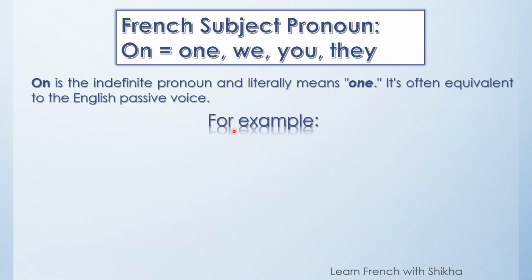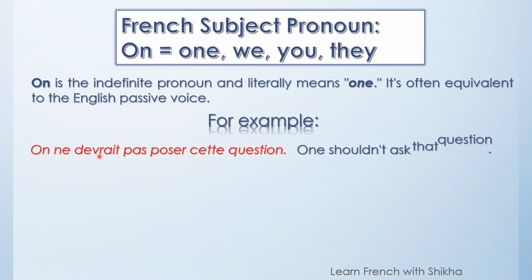For example, on ne devrait pas poser cette question. One shouldn't ask that question. So here you can see on is used as one where we are not talking about any particular person. It's a universal thing we are talking about, that one shouldn't ask that question. On ne devrait pas poser cette question.